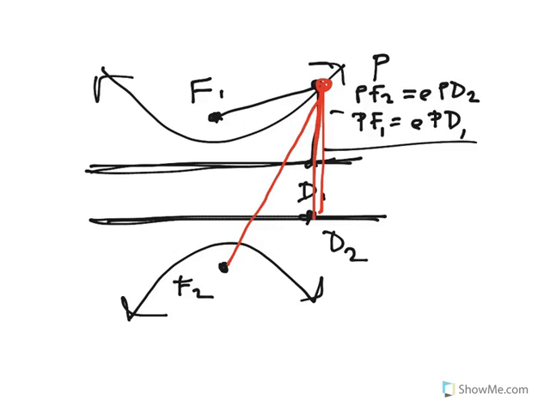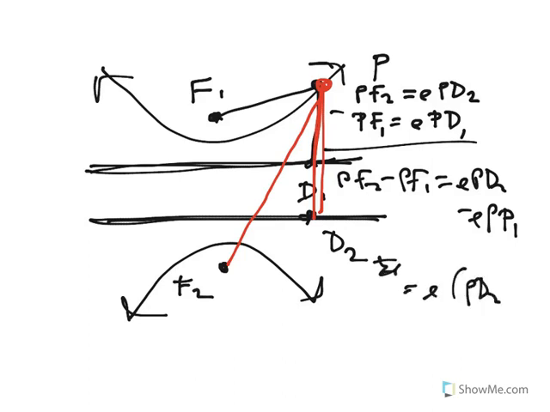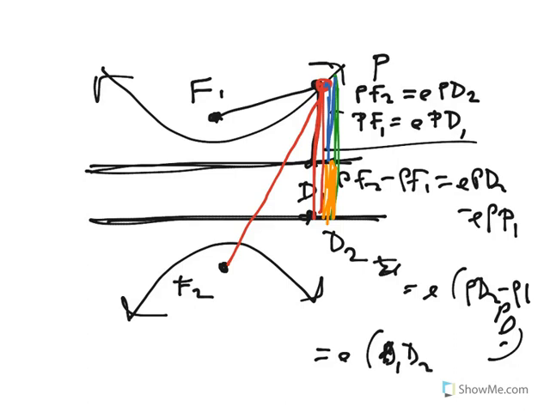Now if I subtract these 2 equations, I get PF2 minus PF1 is equal to E PD2 minus E PD1. I can factor out the E, and get E times (PD2 minus PD1). But see, PD2 is this long line, and PD1 is this shorter line. And when we subtract them, we get this yellow line. So I'm going to say that equals E times D1, D2. Just a line segment.